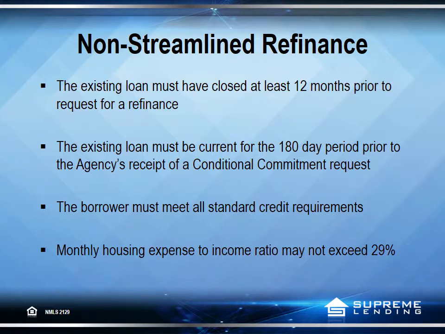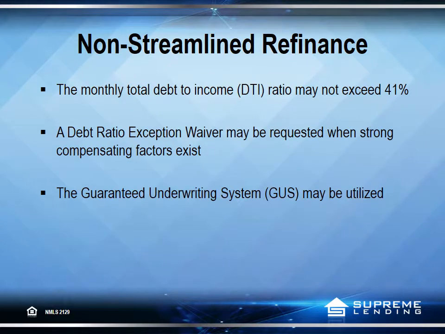The borrower must meet all standard credit requirements, and monthly housing expense to income ratio may not exceed 29%. The monthly total debt to income ratio may not exceed 41%. A debt ratio exception waiver may be requested when strong compensating factors exist, and the Guaranteed Underwriting System, or GUS, may be utilized.